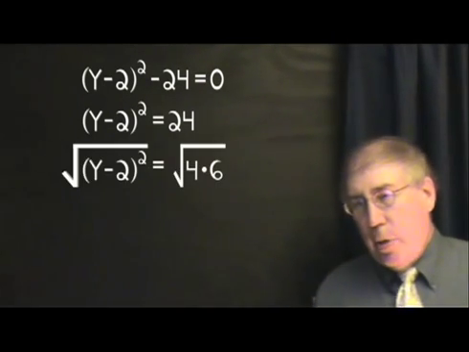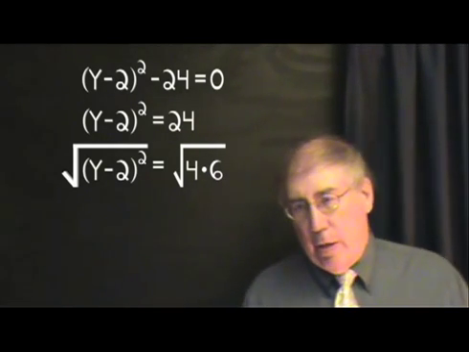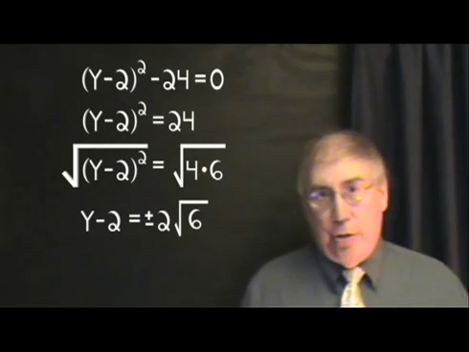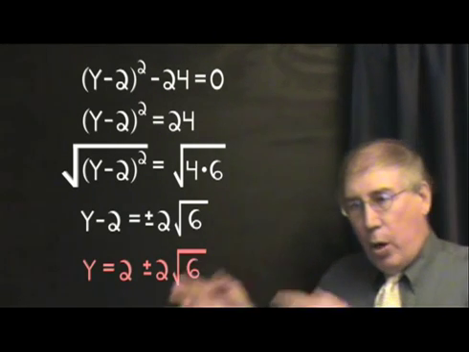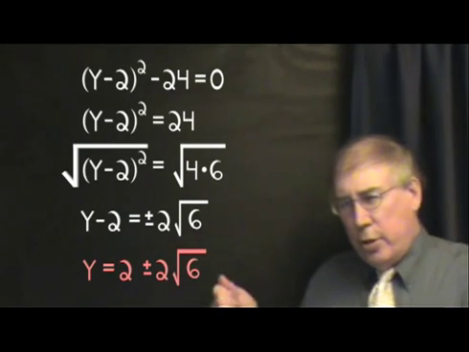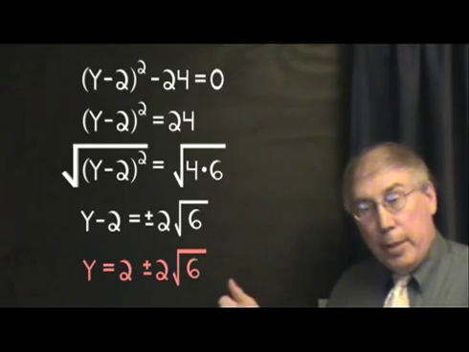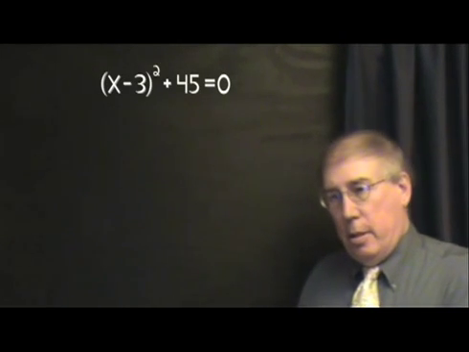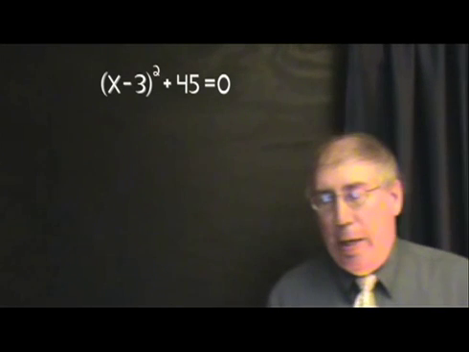Now, 24 is 4 times 6, so we'll be able to pull out a 2 from underneath that radical, and then y minus 2 on the left-hand side there. Now, we're going to get y equals 2 plus or minus 2 times the square root of 6. So our two answers are y equals 2 plus 2 times the square root of 6, and y equals 2 minus 2 times the square root of 6. So remember, there's two answers there.